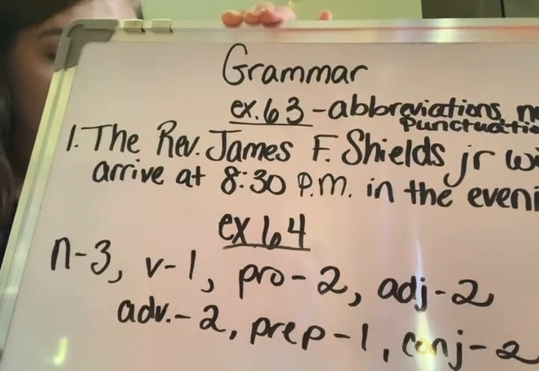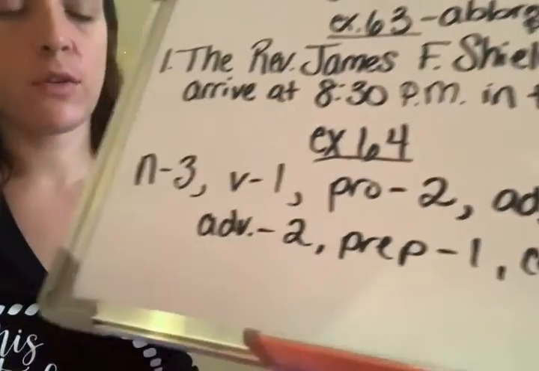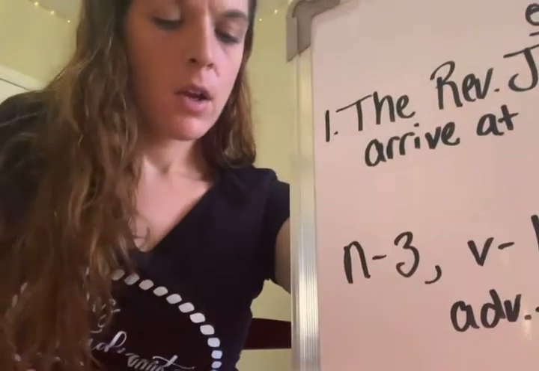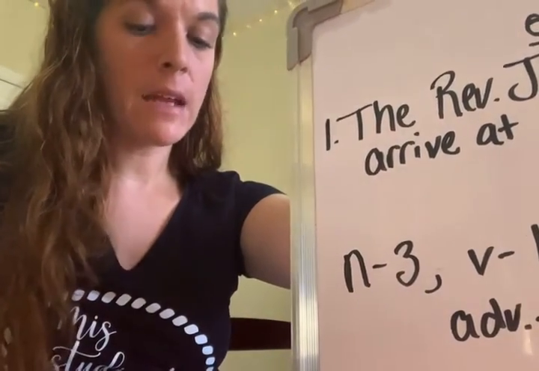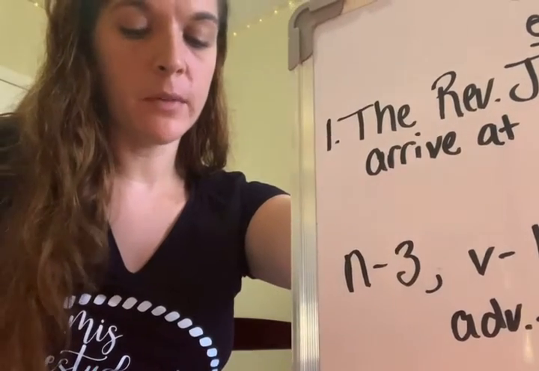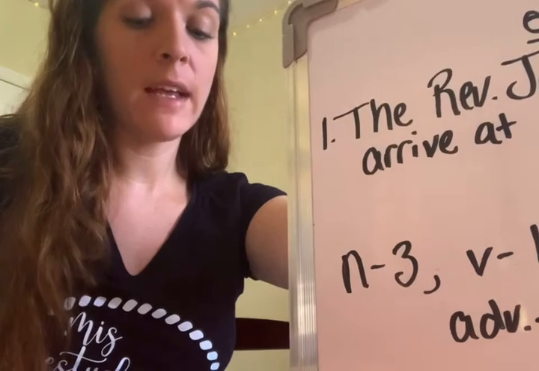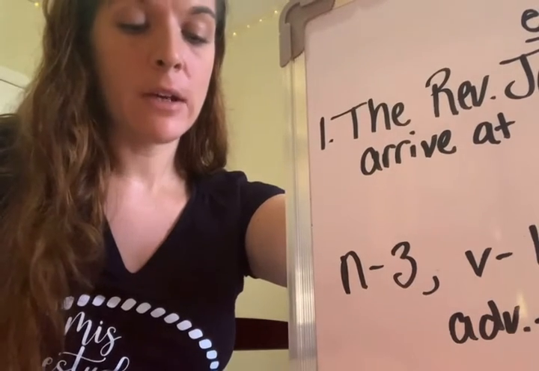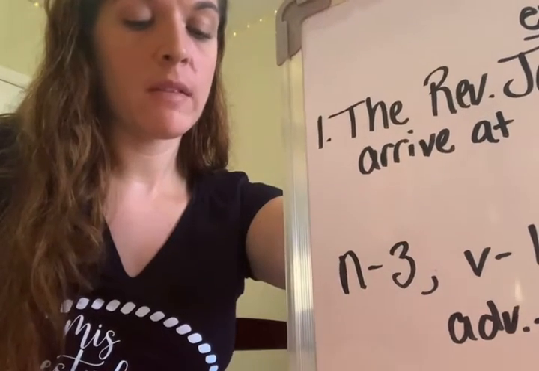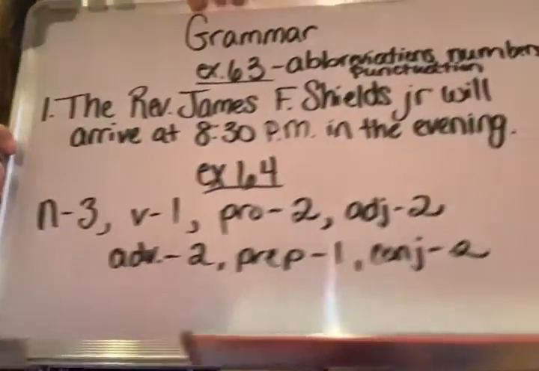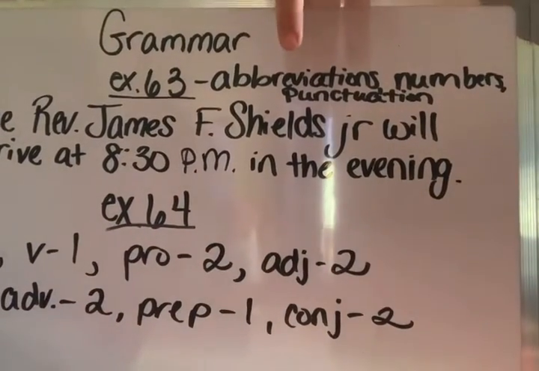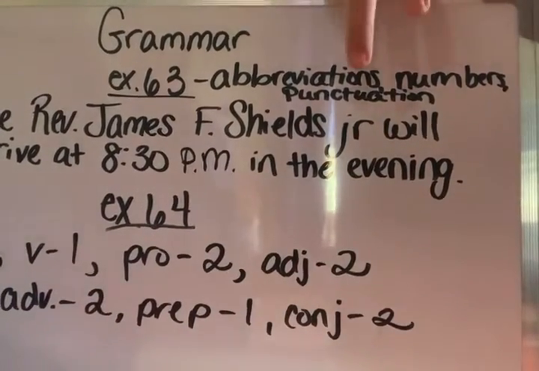Okay, look what it says on exercise 63. It says, abbreviations, numbers, and end marks. Draw a line through any errors in abbreviations and numbers. Write in corrections when necessary. Add periods, question marks, and exclamation points where needed. Okay, so I put up here, you're looking for abbreviations, you're looking for numbers, you're looking for punctuation.